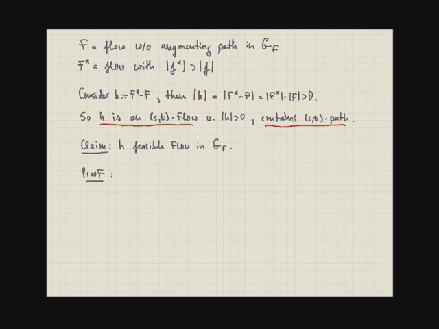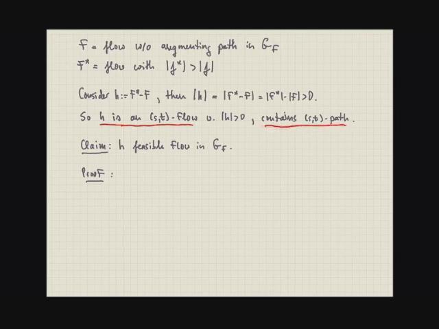Well, that is the value of F star minus F, and everything is linear, so that's the value of F star minus the value of F. And our assumption was that this is strictly larger than 0. So that means that this difference flow H, F star minus F, is actually a flow from S to T with a positive value, and hence it contains at least one path from S to T.